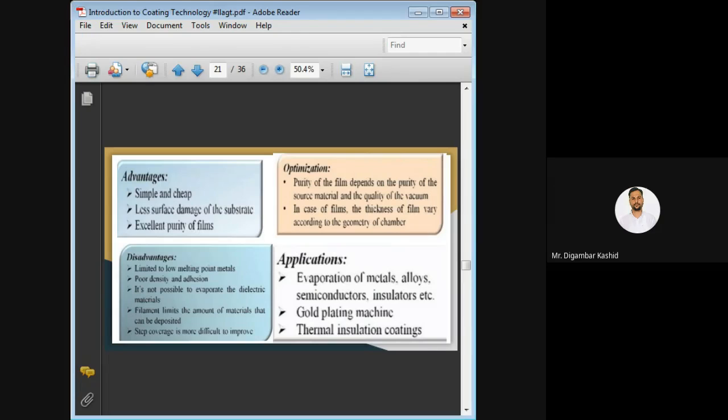Then we are getting poor density and adhesion, because we are giving certain heat to the particular metal. So due to that, low melting point, sorry, poor density will be there, and adhesion. Now, the next disadvantage is that if the melting point of the precursor material or source material is too high, then it is very difficult to make them into the vapor form.